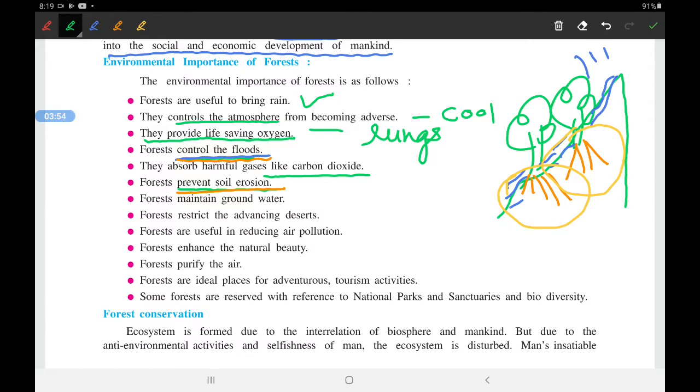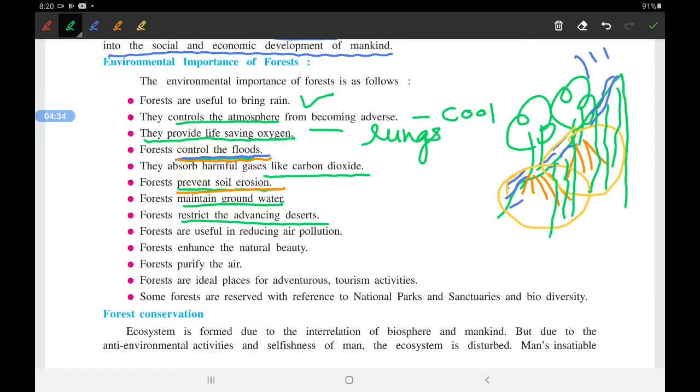Next, forests maintain groundwater. Why? Because they help the water to percolate inside. As the water goes slowly, it has time to percolate inside the soil. So it also helps to get the groundwater level higher. Next, forests restrict the advancement of deserts. The desert will keep growing if there are no trees. The desert soil will flow, and wherever it settles, it will make that area barren. So trees will stop the advancement of the desert also.